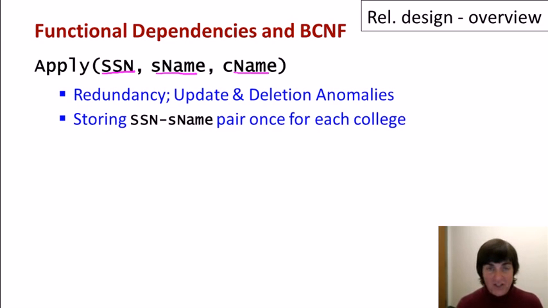Even this small relation actually has redundancy and update and deletion anomalies. Specifically, let's say that our student 123 Ann applies to 7 colleges, then there will be 7 tuples, and there will be 7 instances where we know that the student with social security number 123 is named Ann. Specifically, we're going to store for every student the name and social security number pair once for each college that they apply to.